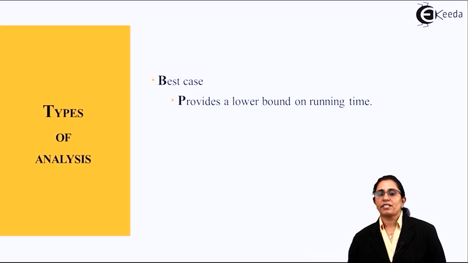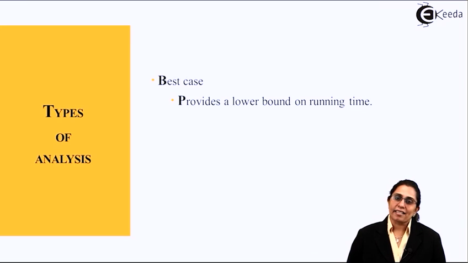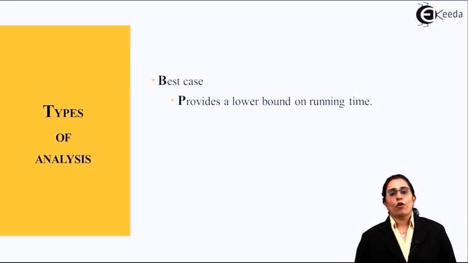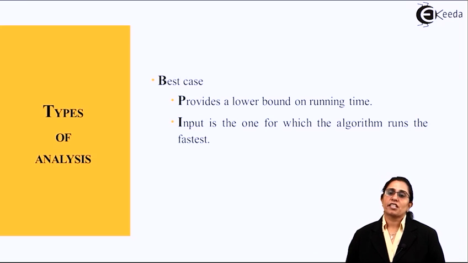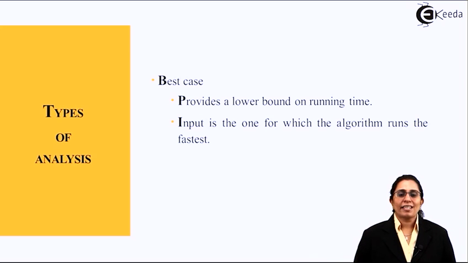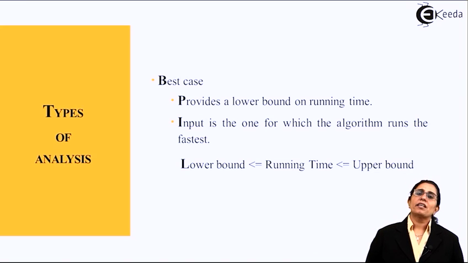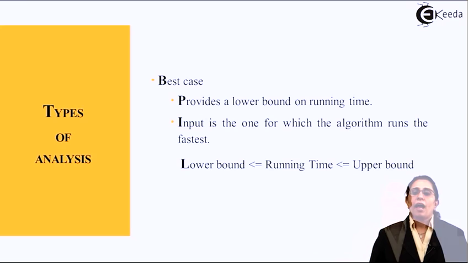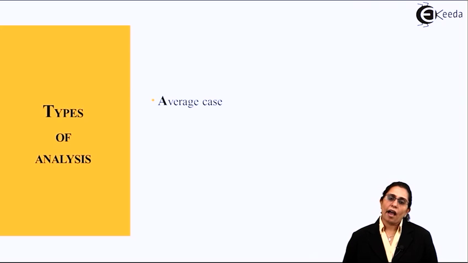And the second type is the best case. Now what do you mean by the best case? It provides the lower bound on the running time. That is, it takes the minimum time required for us to give the desired and the required precise output. The input for which the algorithm runs the fastest is the best case analysis for an algorithm. It is given in syntax as lower bound less than or equal to running time less than or equal to upper bound.